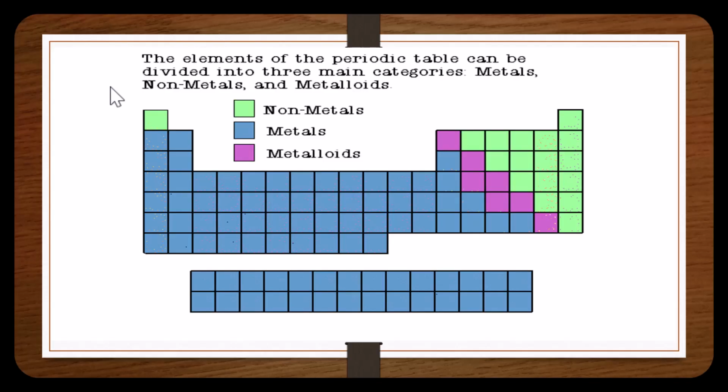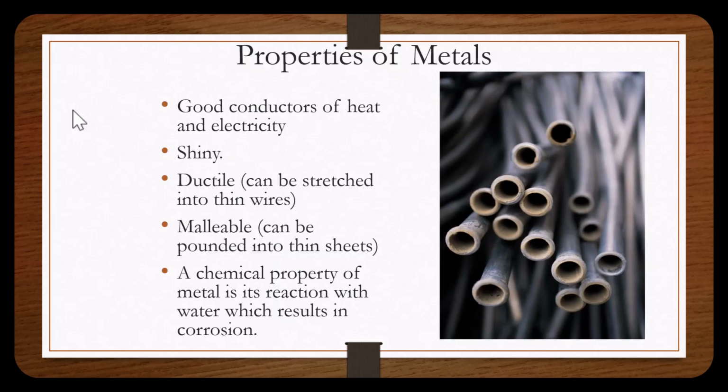The elements of a periodic table can be divided into 3 main categories: metals, nonmetals, and metalloids. Properties of metals: good conductors of heat and electricity. They're shiny. They are ductile, meaning they can be stretched into a thin wire. They're malleable, meaning they can be pounded into thin sheets. A chemical property of metal is its reaction with water, which results in corrosion.